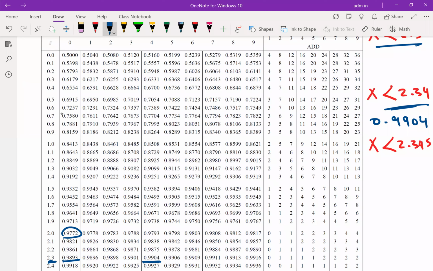X less than 2.345. 2.3, this one. 2.34, this one. Move to the right side till 5, this value. If it is one digit, add 0.0001. If it is two digits, like 27, it will be 0.0027. Add it to the previous one and you get the final result.